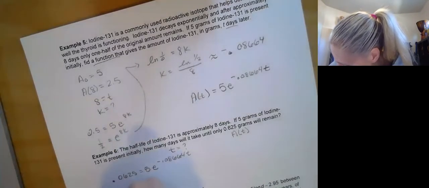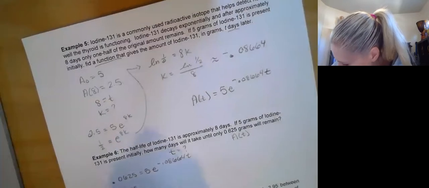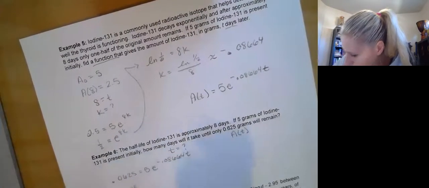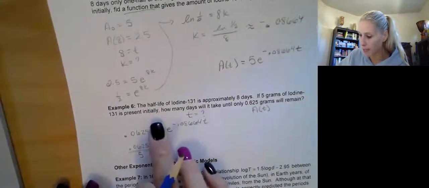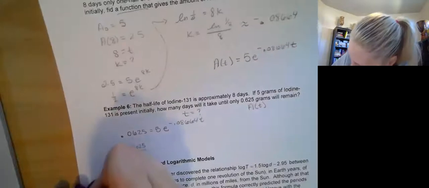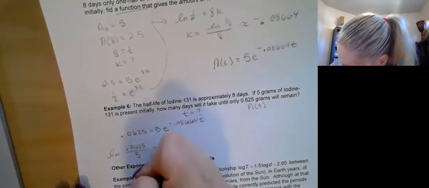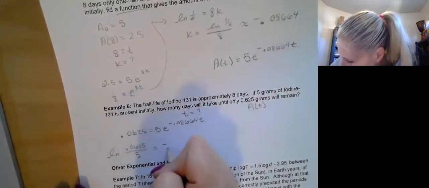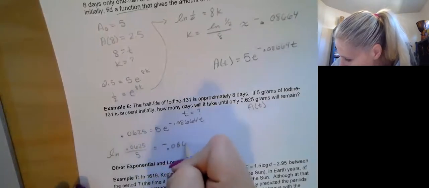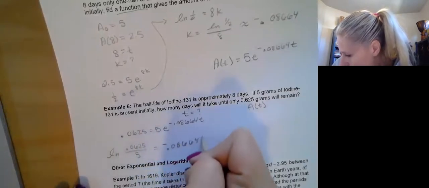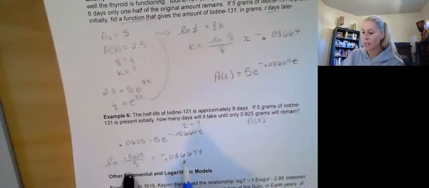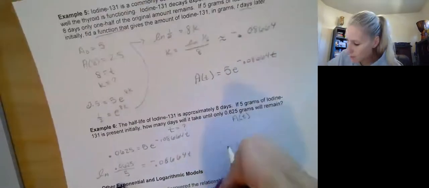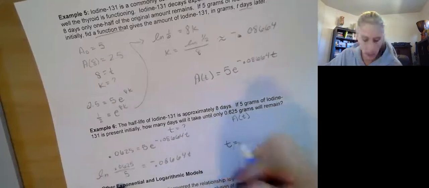All right, again, I'm not going to do any calculation until I get to where I'm not estimating. Okay, divide both sides by 5, right? That gets rid of that. How do you get rid of the e? We ln both sides, giving us negative 0.08664 t. Divide both sides by that, and we get t equals.